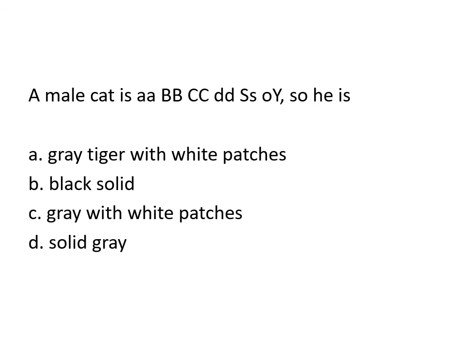Okay, a male cat is little A, big B, big C, little D, little S, little O, Y. So the little A tells us that he's not a tiger, he's going to be a solid cat. The little D tells us that he's not going to be black, because the little D is going to dilute it to gray. So he's going to be solid color, gray, for sure. And he's going to be big S, little S, so he's going to have significant white patches on his body. So the answer that works here is gray with white patches.